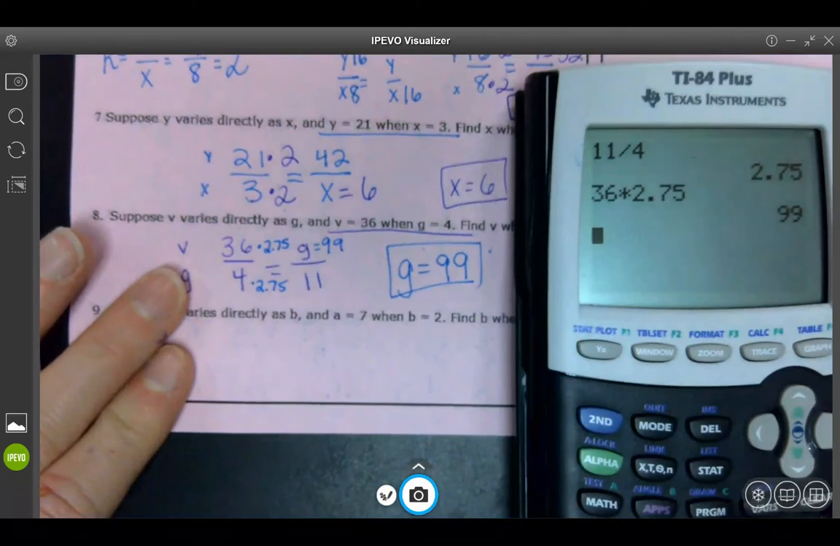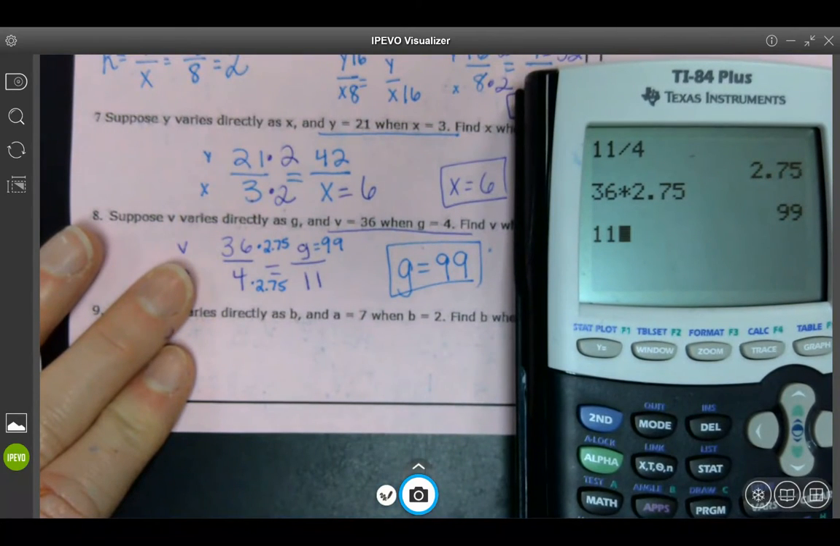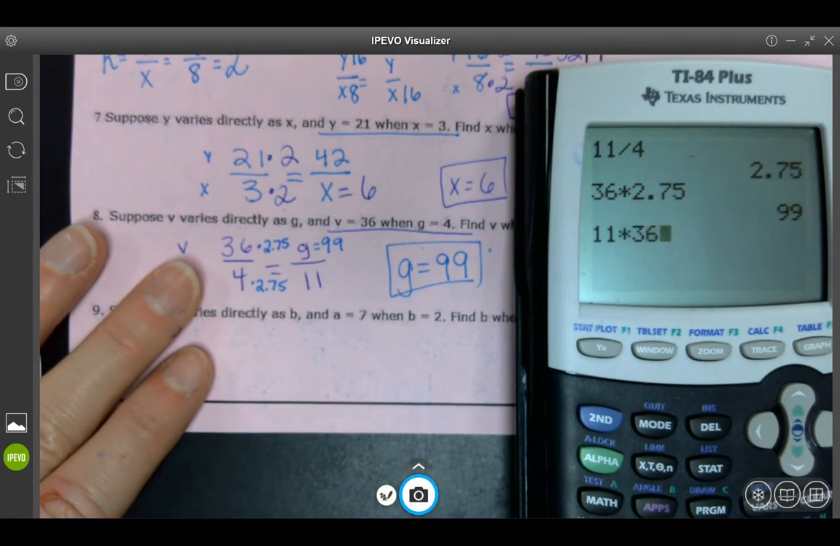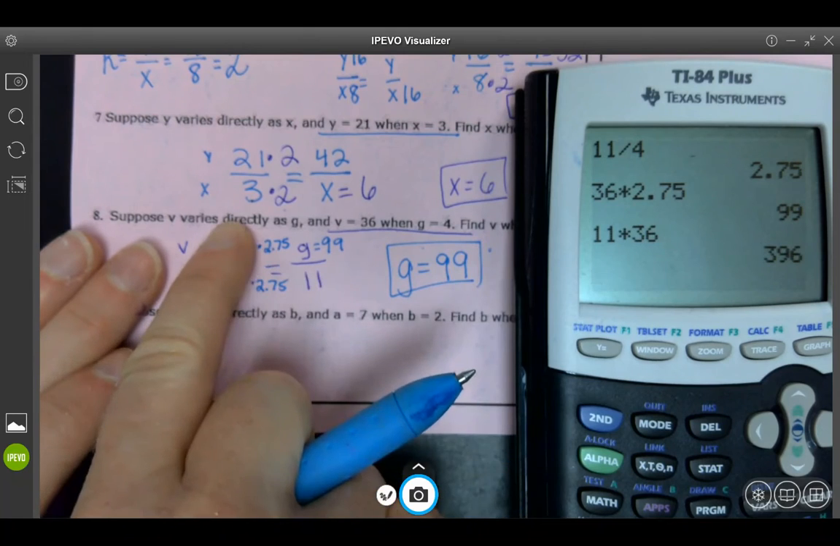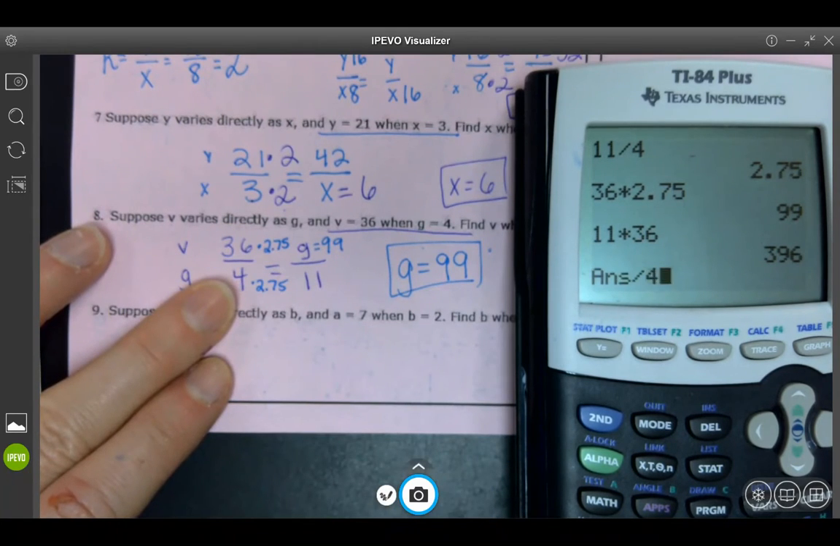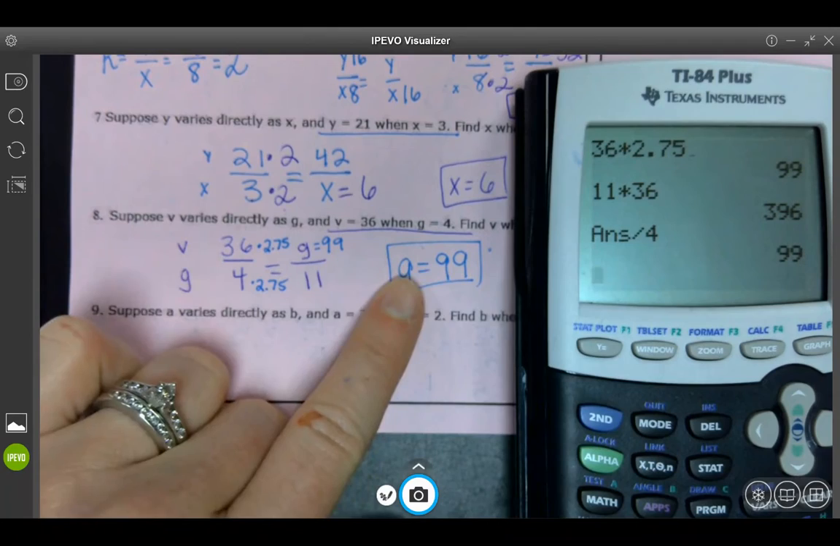But if you want to do the cross multiply and divide way, you can do 11 times 36. Those are your diagonals. Then divide by 4. 99.